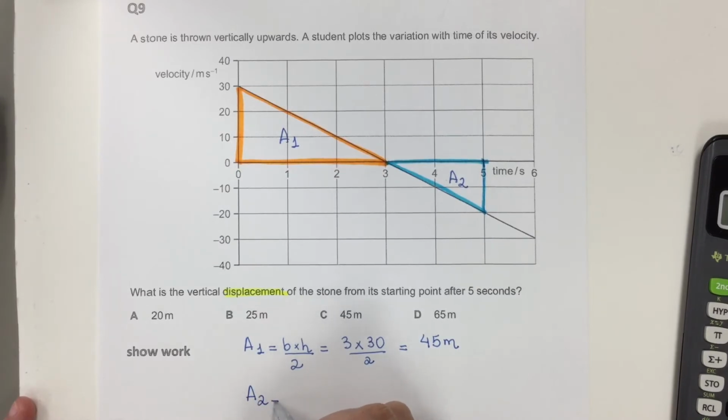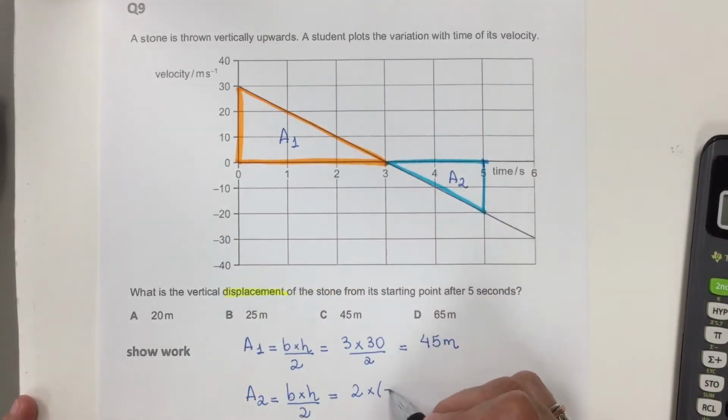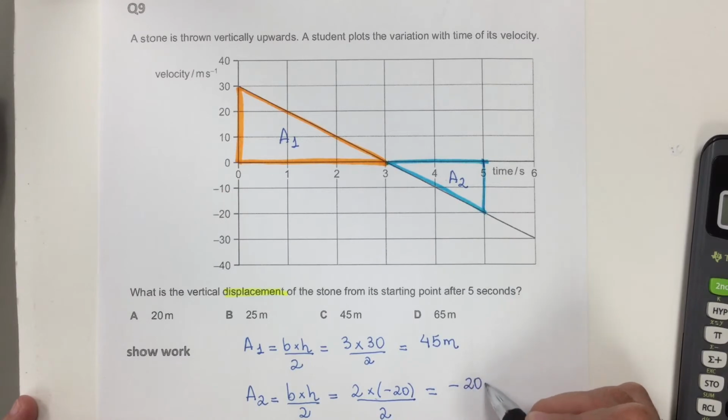Area 2, same, base times height divided by 2. So base here is 2 times the height, which is negative 20, divided by 2. So this is equal to minus 20.